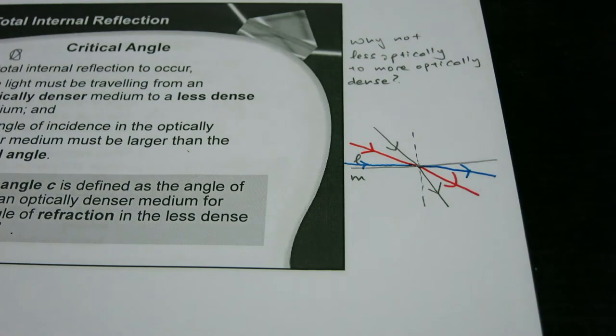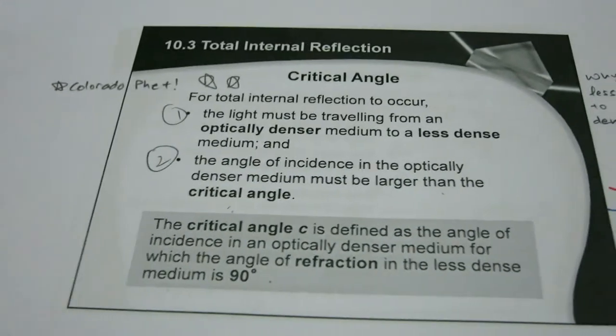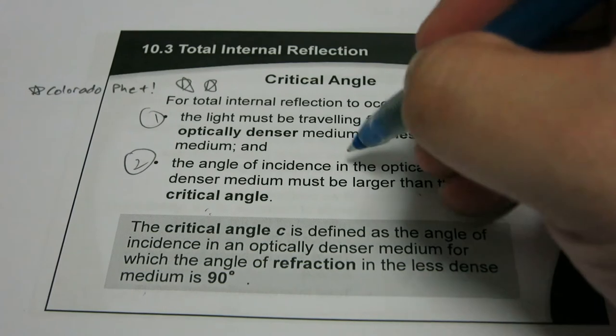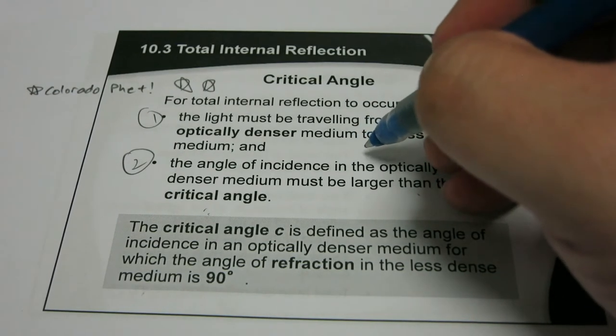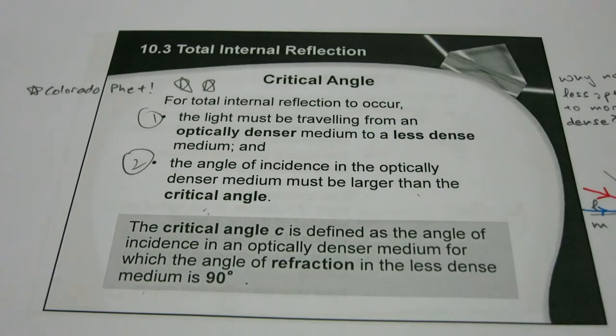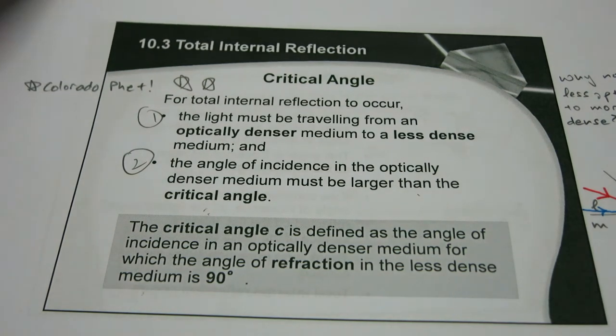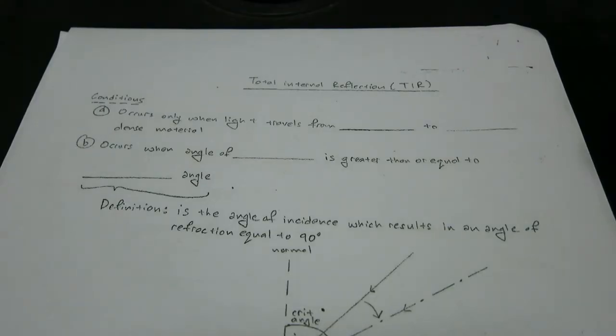But in the instance where light is traveling from an optically denser medium to a less dense medium, there will come a point where my light ray can no longer bend any further away from the normal. Once that point occurs and I increase my angle of incidence even more, then total internal reflection will occur. Alright, so I'm just going to use the summary notes now instead of the slides.